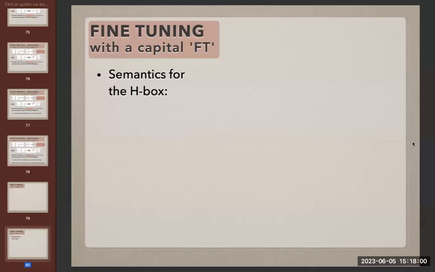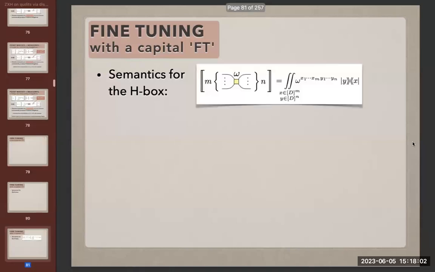What we want to consider is the semantics for the H box. So here's a description of an H box with an amplitude parameter omega. And this will give relative amplitudes of omega to the x1 times x2 up to xm times y1 times y2 up to yn, where x and y are the vectors of indices for the inputs and outputs. And in particular, that's an integer product up in the exponent.